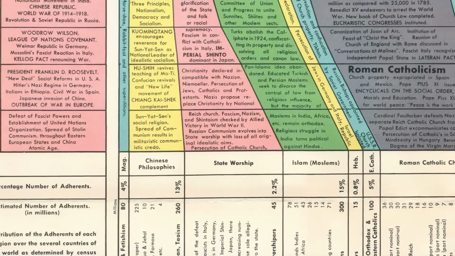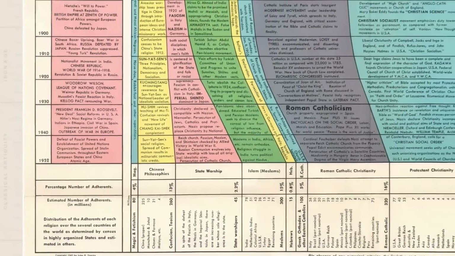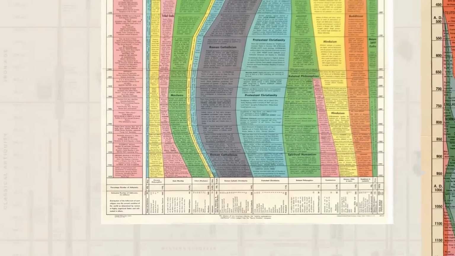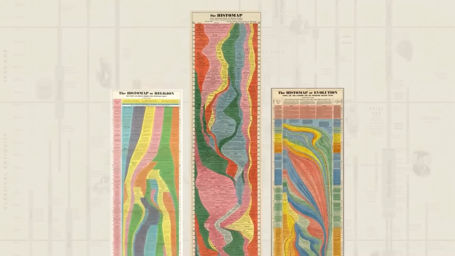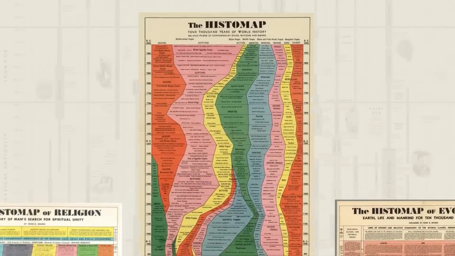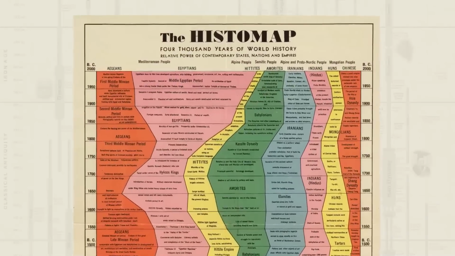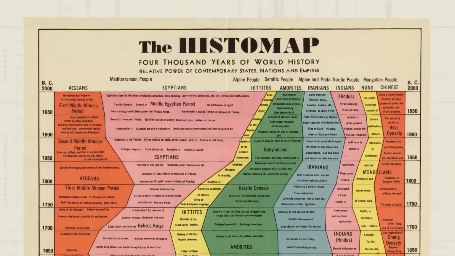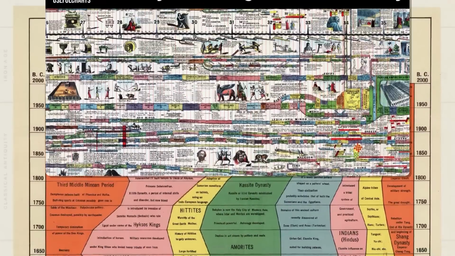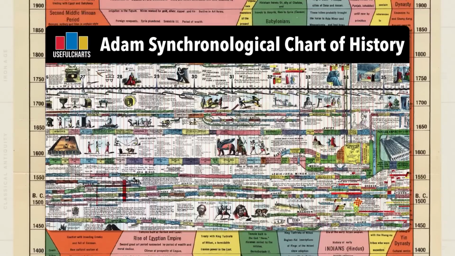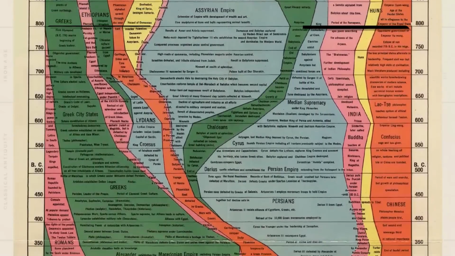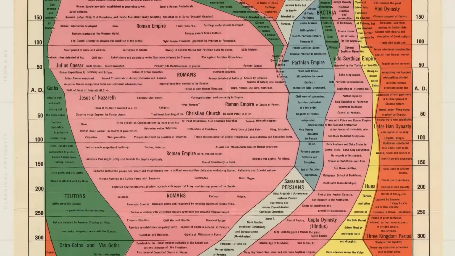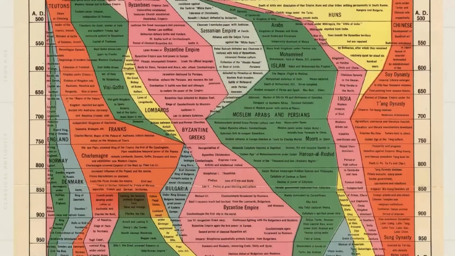Okay, so now that we've looked in depth at the Histomap of religion, I do want to say just a few things about the other two histomaps. First, the original Histomap. Again, from a design perspective, it's pretty great. However, from a teaching perspective, it is not. Just like the Adams Synchronological chart of history that I discussed in a previous video, the information is out of date and very much skewed toward a 19th century European perspective.